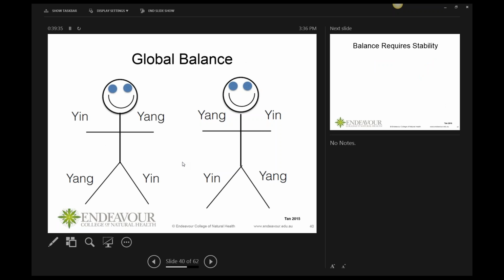So to balance this, we're looking for stable structures. So what's a stable structure, I hear you say?